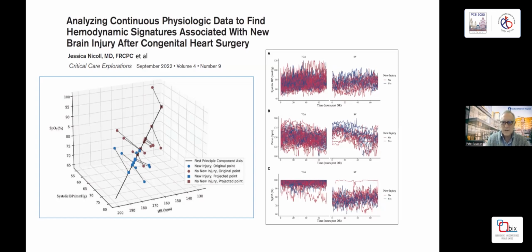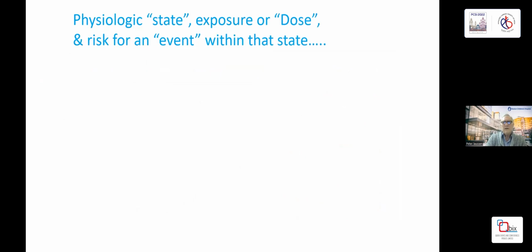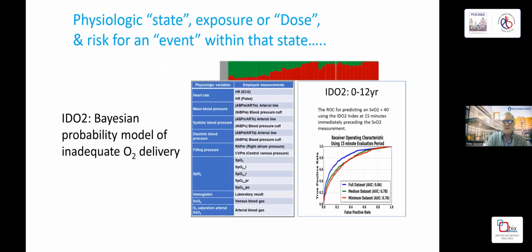And it's not just one signal. In this case, there were 3 signals. And I'm certain that if we collected even more signals, we'd have a much clearer picture again of those patients at risk. Now, I talked about the physiologic state and the risk of an event within that state. The work I've been doing for some years is to look at, I think, a very important state, and that's inadequate oxygen delivery.